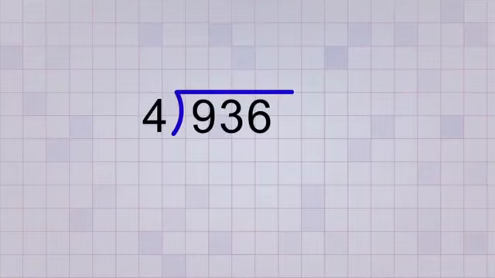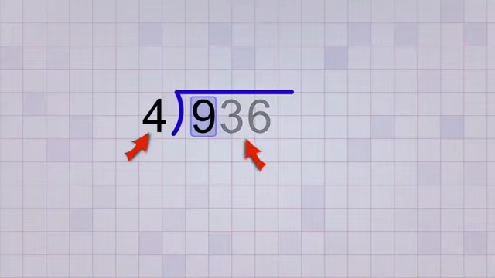So the first step in this problem is to divide the first digit of our dividend by 4. We'll just ignore the other digits for now. And that makes it look like we have the division problem 9 divided by 4. Great, that's easy. It's just a basic division problem like in the last video.